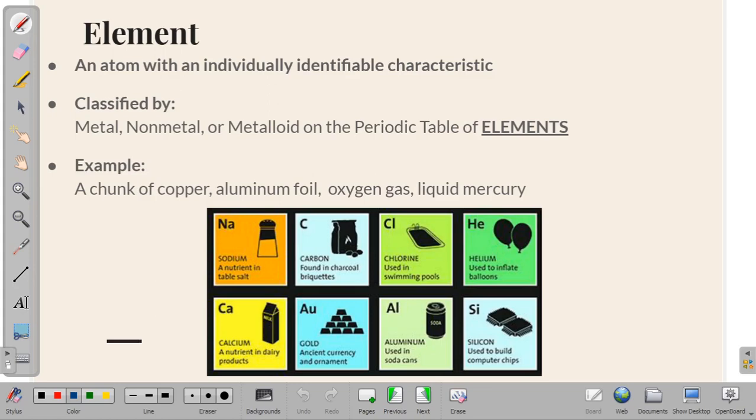So like sodium. Most people know sodium chloride is table salt, right? However, if I have a chunk of raw sodium and I throw it in water, it explodes. If I take chlorine, the other half of sodium chloride, table salt, and I breathe that in, you die, or you at least have really bad lung problems for a couple of years.